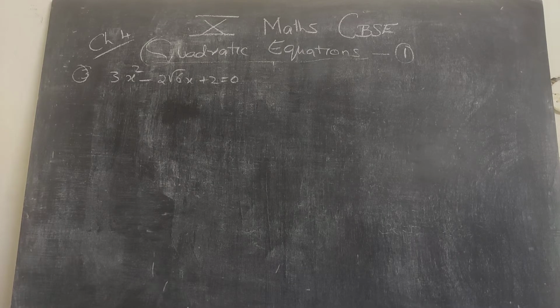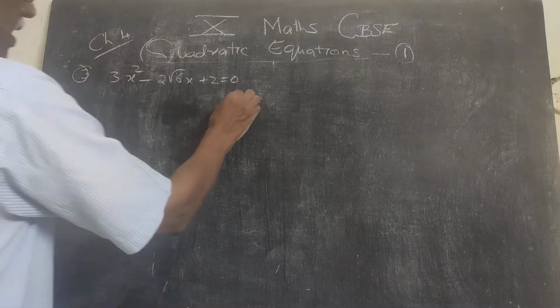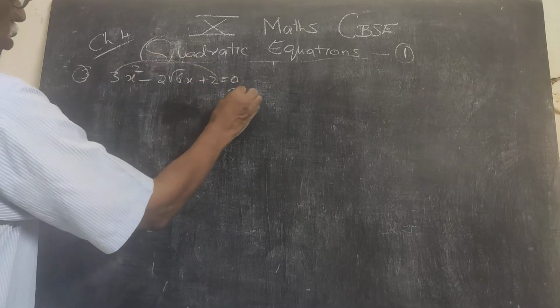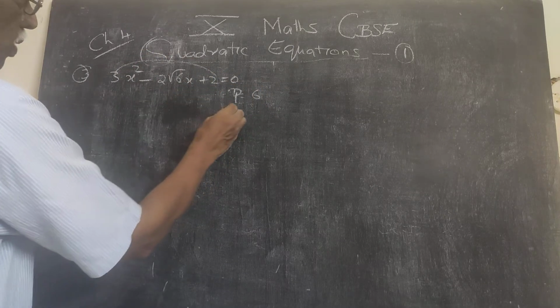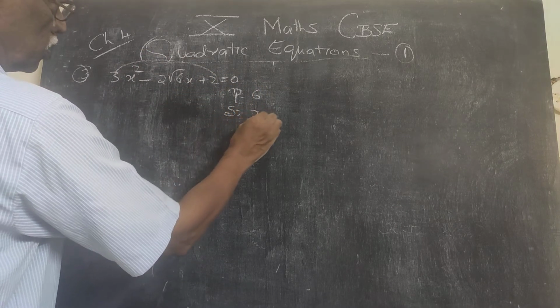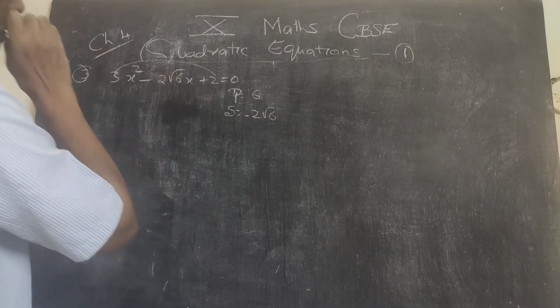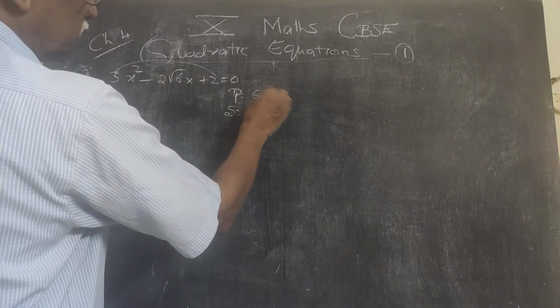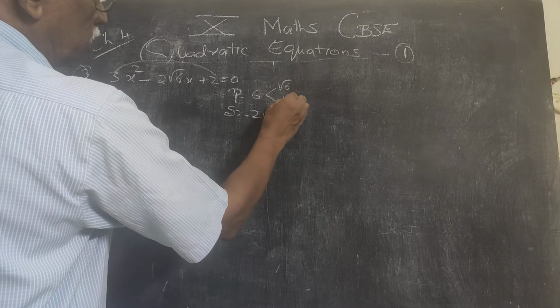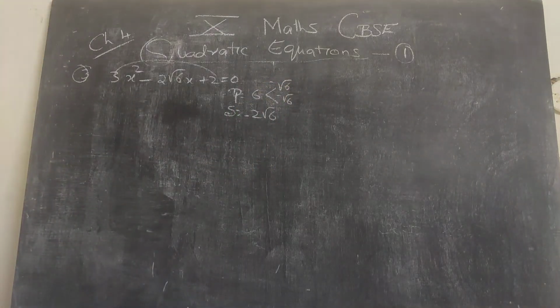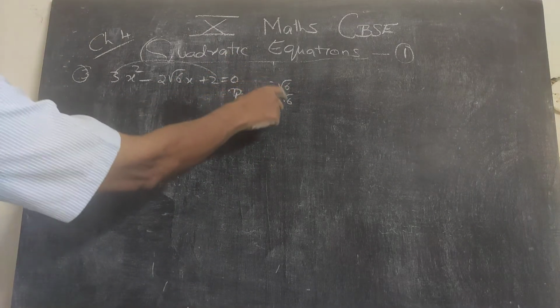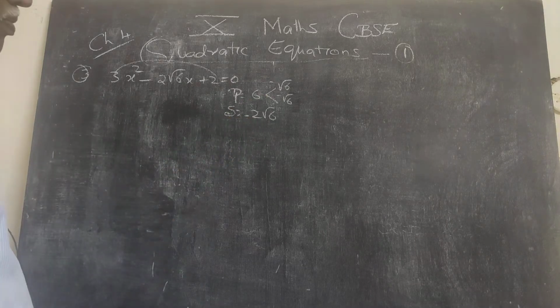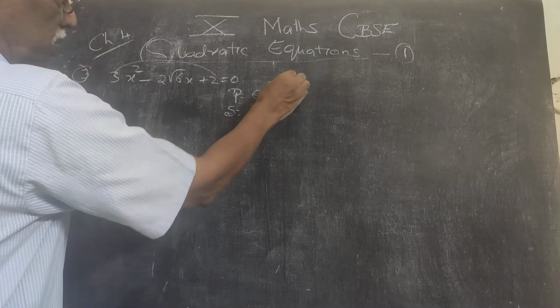Now I go to the third problem. 3x square minus 2 root 6 x plus 2 equal to 0. Again the product is 3 twos are 6. It is a plus, so the sum should be equal to 2 root 6, minus. 3 into 2, so here it must be minus 2 root 6. So minus root 6 and minus root 6. On addition, minus root 6 minus root 6 is minus 2 root 6. And minus into minus is plus, root 6 into root 6 is 6.